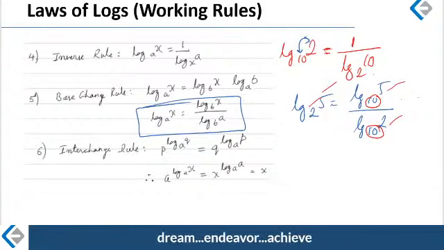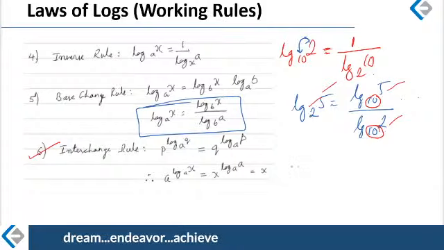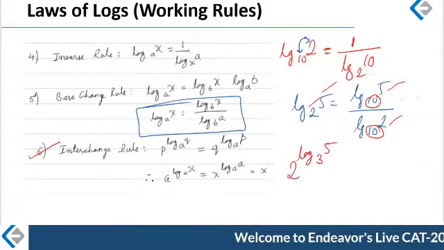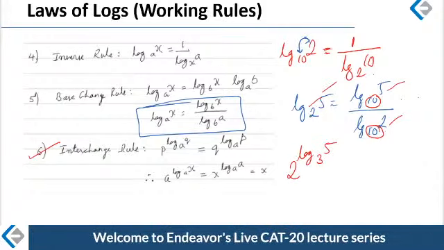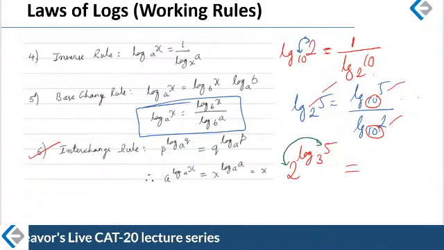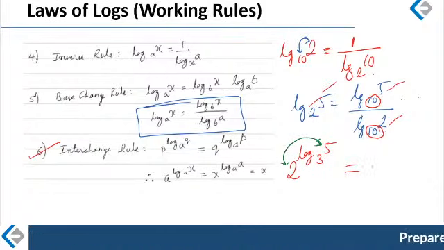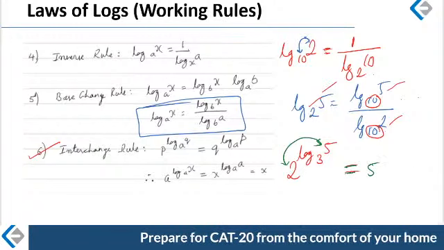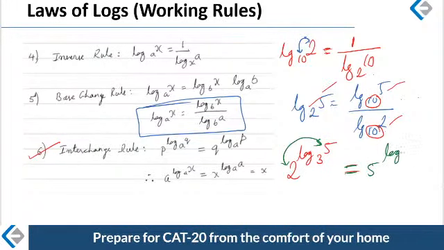Lastly, the interchange rule. Now, what is this interchange rule? If you have, let's say, 2 log 5 to the base 3, you can interchange these two without the value getting affected. This can also be equal to 5 log 2 to the base 3. This is what you mean by the interchange rule.